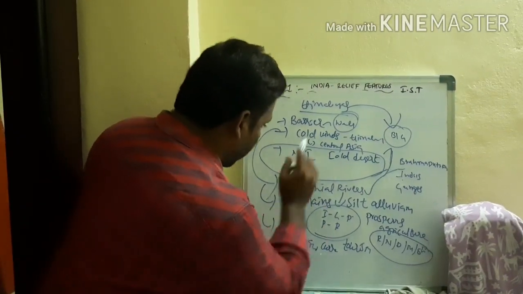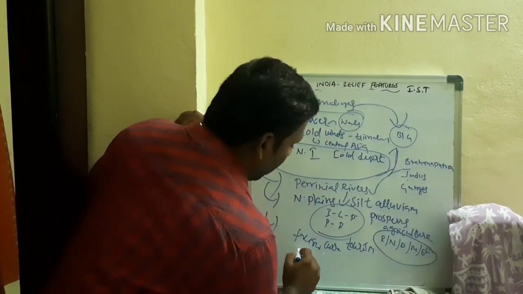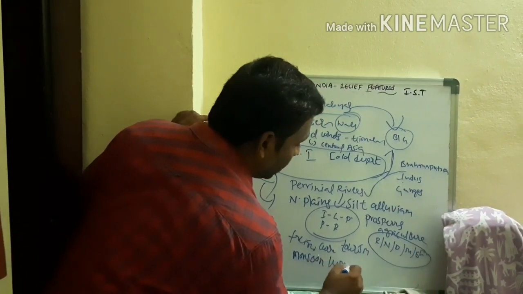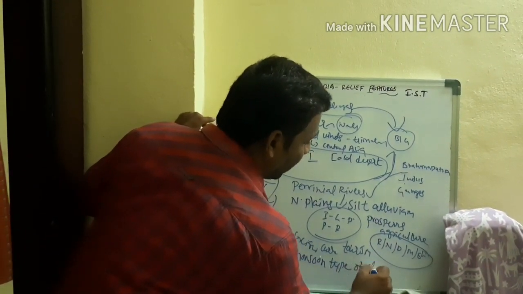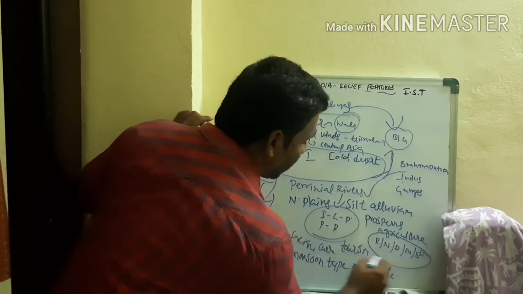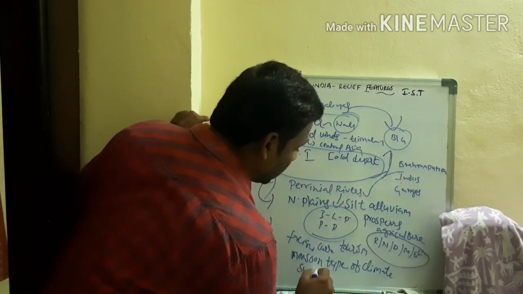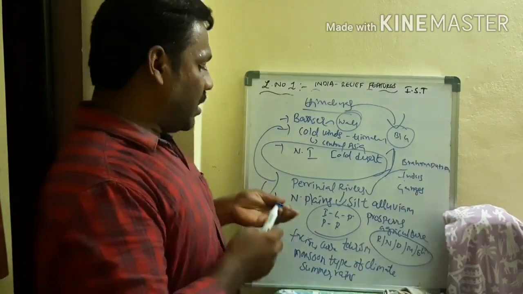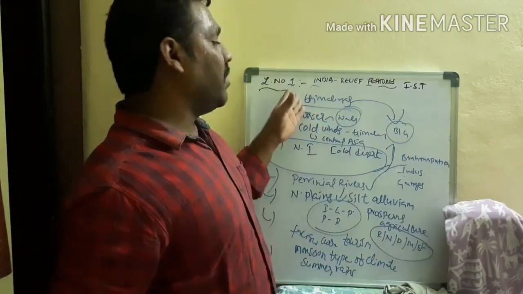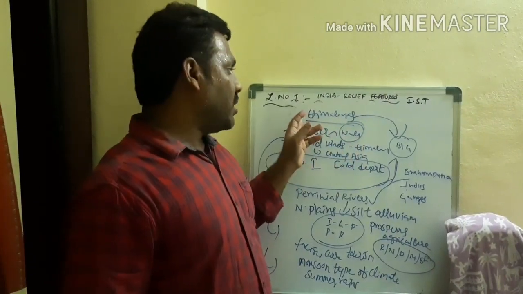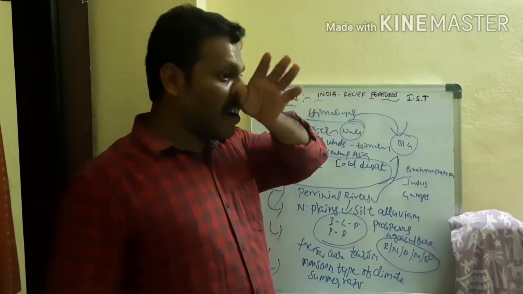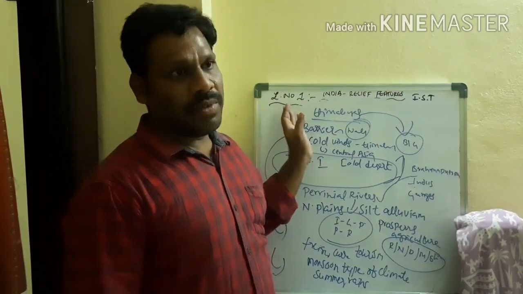And next, the Himalayas are the cause of the monsoon type of climate. What type of climate? Monsoon type of climate. And these are the cause of summer rains also. These are the importance. How does the Himalayas influence the climate of India? How does the Himalayas influence Indian agriculture? Our Himalayas act as the crown of our country. They may be asked in examination as a 4-mark question.